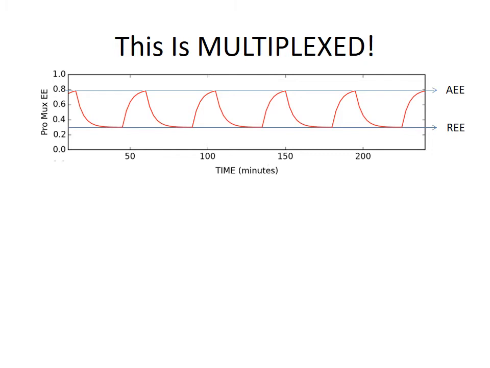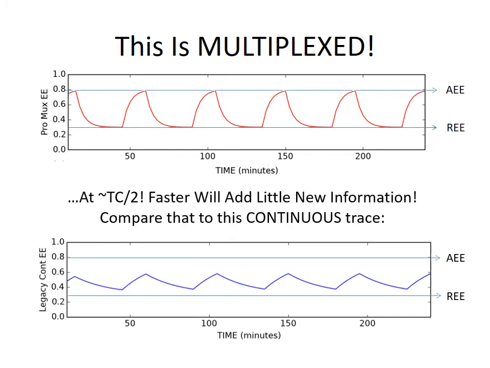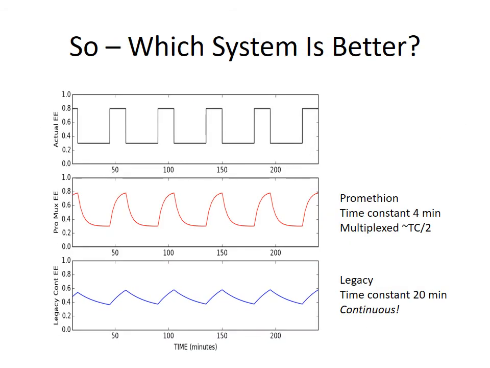So to recap, this is multiplex data, and we have a good estimate of active energy expenditure and of resting energy expenditure. This is a continuous trace from a legacy metabolic phenotyping system, and as you can see, it gives you a huge underestimate of active energy expenditure, enormous underestimate, and a very strong overestimate of resting energy expenditure. So you might wonder which system is better. Well, I think it's pretty obvious.